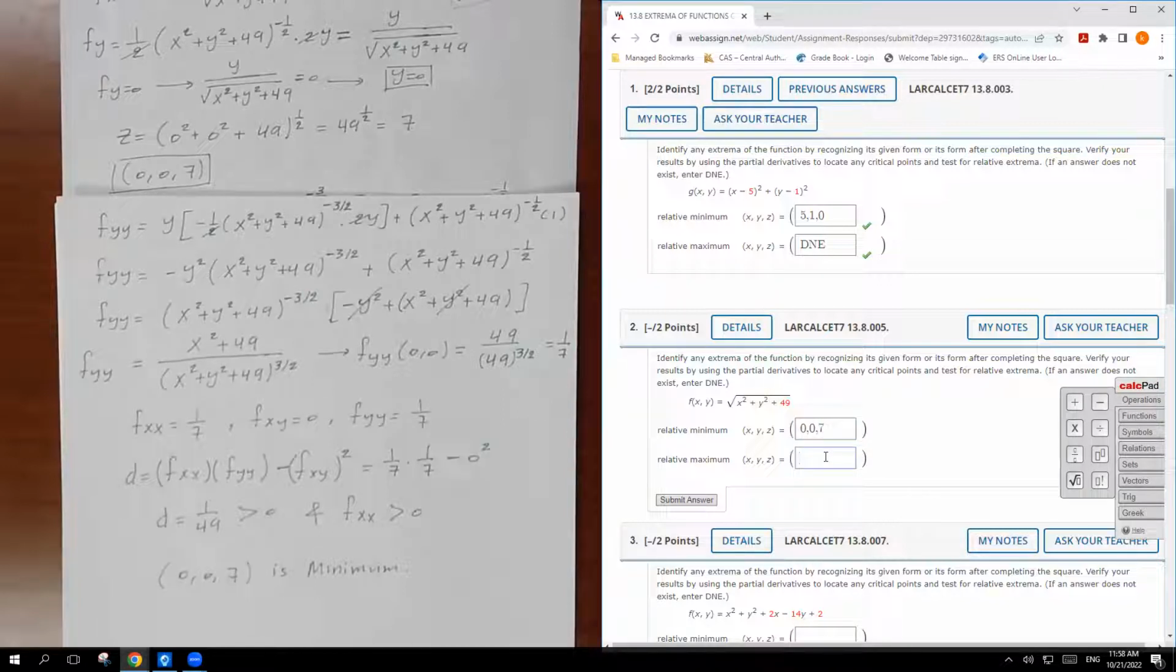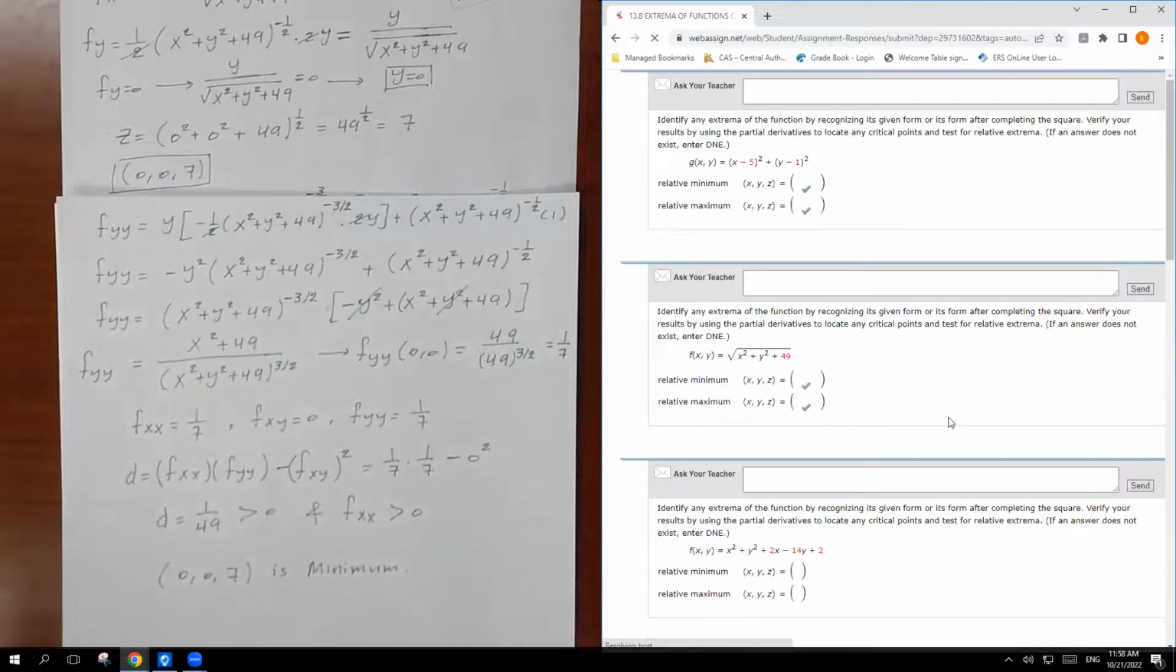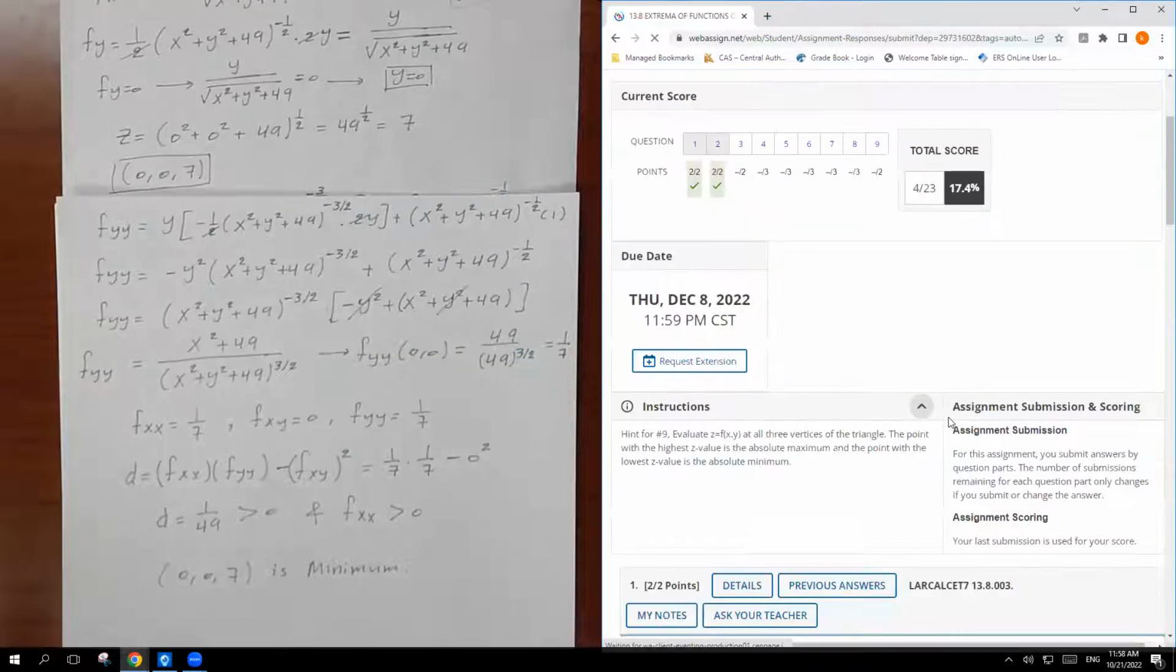And here we're going to type D and E. You have to type this one because otherwise they're going to consider it wrong. That's it for this example.